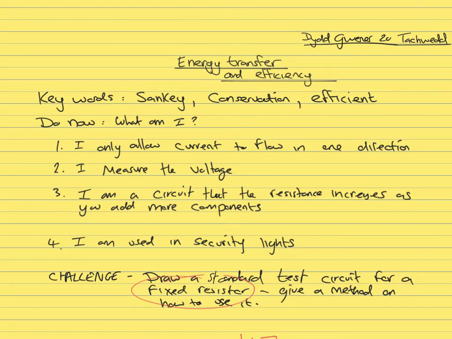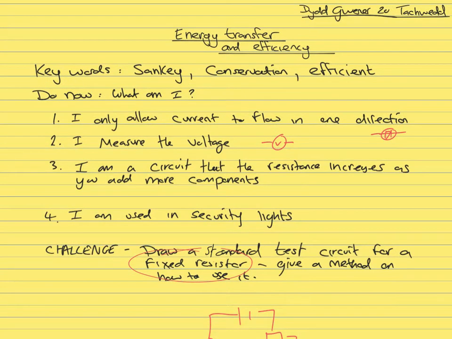Okay then, so I only allow current to flow in one direction. That is a diode and it looks like this. Okay, straight through. I measure the voltage. That is a voltmeter. If you're getting these wrong now, alarm bells should be ringing.